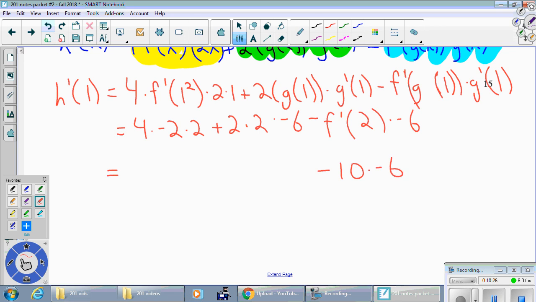And now we'll start doing the arithmetic. So this is a negative 16. That's a minus 24. And this is a plus 60 over here. So what do we have? Negative 40 there, and then a plus 60. So I guess 20.